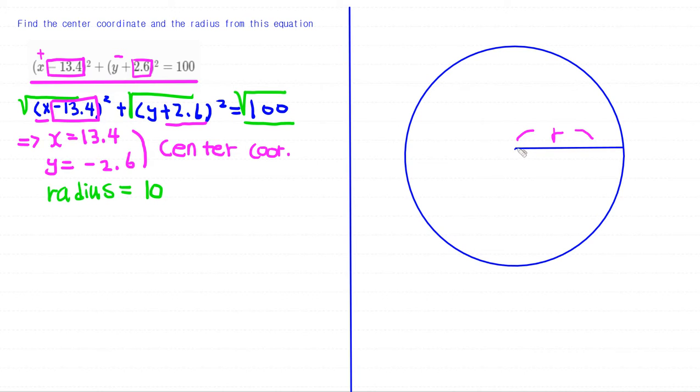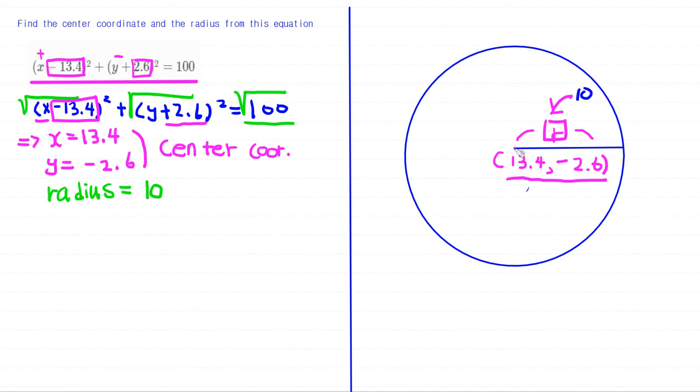If this is our center point, the center point's coordinate is going to be 13.4 as the x value, and for the y value, minus 2.6. And for the radius, the value is going to be equal to the square root of 100, which is equal to 10. We just found the radius and the center coordinates using this circle equation.